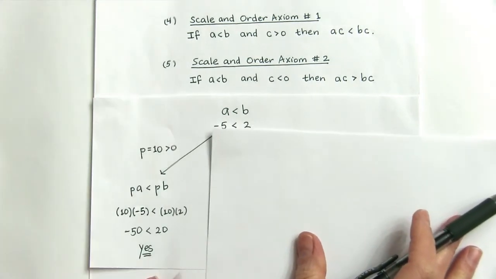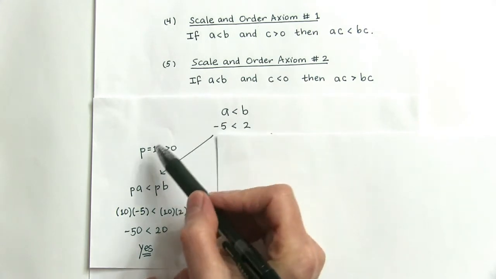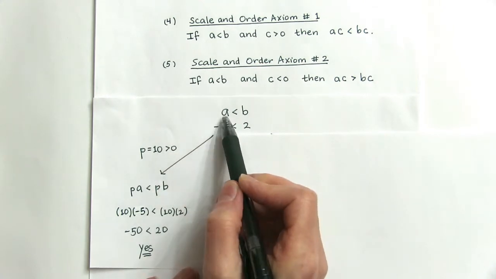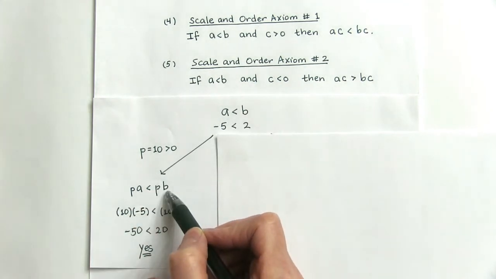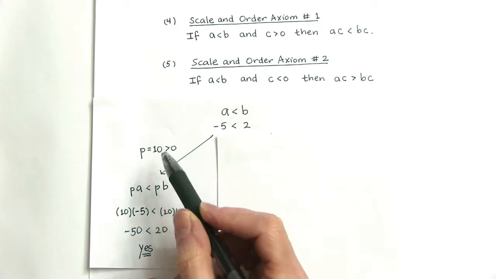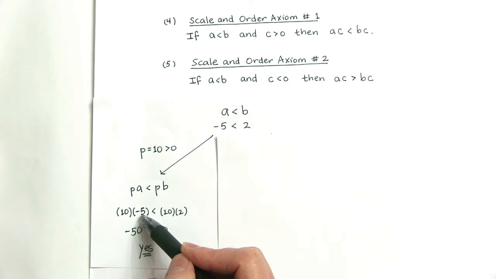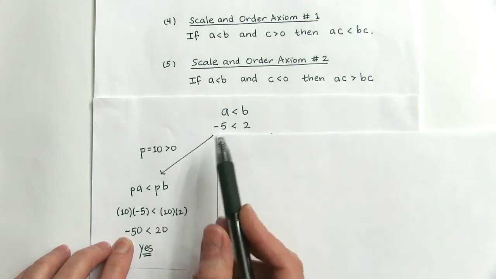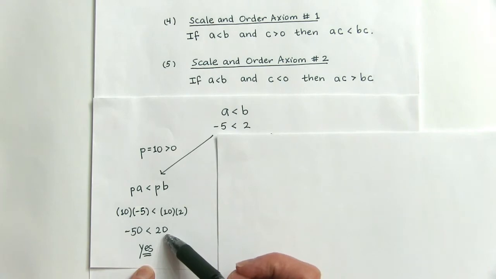And if I multiply both sides of this inequality by the same positive number p, say 10, then because a is less than b, p times a will still be less than p times b. And when we plug in the numbers, we can see that this is true, because p times a is 10 times minus 5, which is minus 50, and p times b is 10 times 2, which is 20, and yes, minus 50 is less than 20.